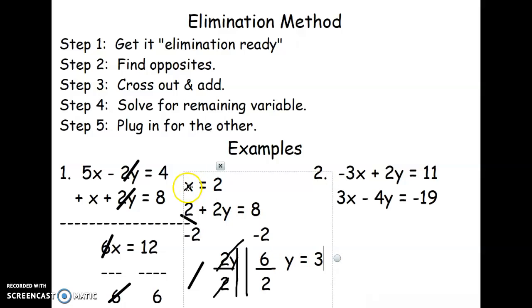Okay, so I got both answers. I got x equals 2 and y equals 3. And that's my answers, okay? If I plug in both x and y into my equations, I'm going to get statements that are true. That took a long time because it was a lot of trying to manipulate the computer. But that was example number 1.